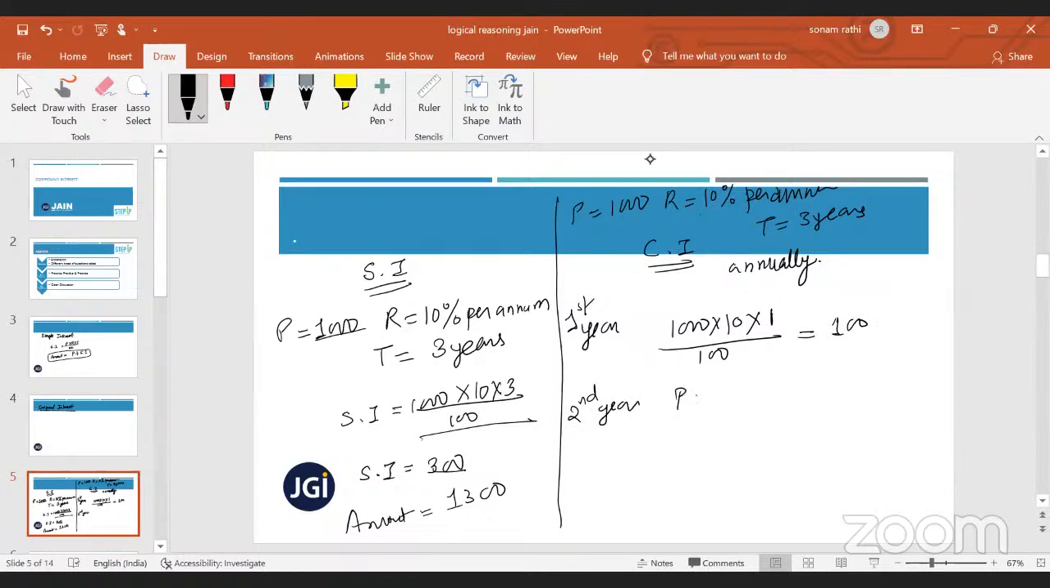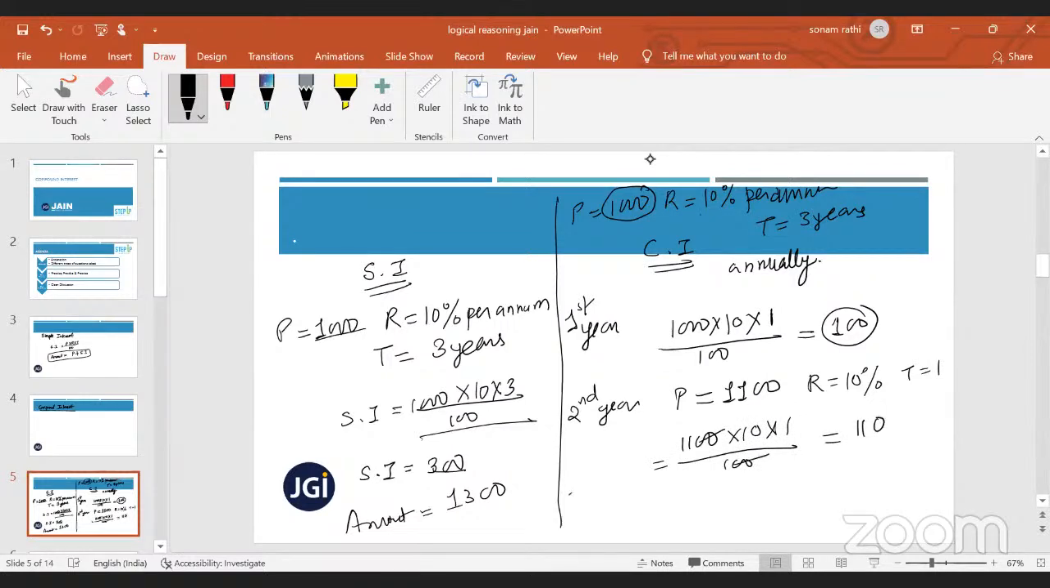Now second year, what will happen? Your principal will change. Now the principal will become the amount of the previous year. So 1000 plus this 100, 1100, and rate is again 10%, and time is again 1 year. So put everything: 1100 into 10 into 1 upon 100. So how much interest will I get? 110, correct?